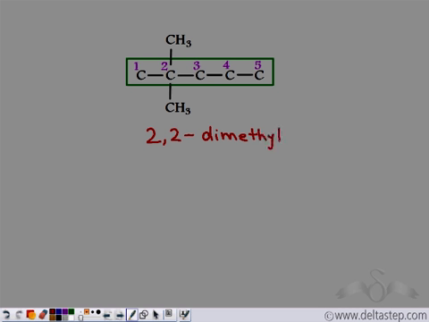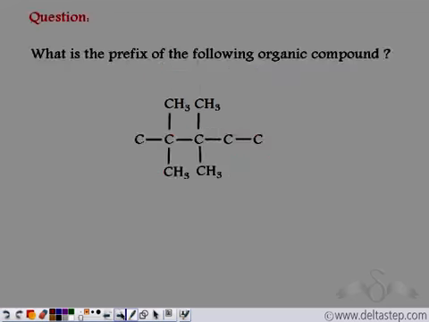So we cannot skip 1, 2. So since both our methyl groups are at position number 2, you cannot write 2, dimethyl. That would be wrong because you have to specify the position of both the methyl groups. So even if 2 methyl groups are present at the same position, we write 2, 2 dimethyl.